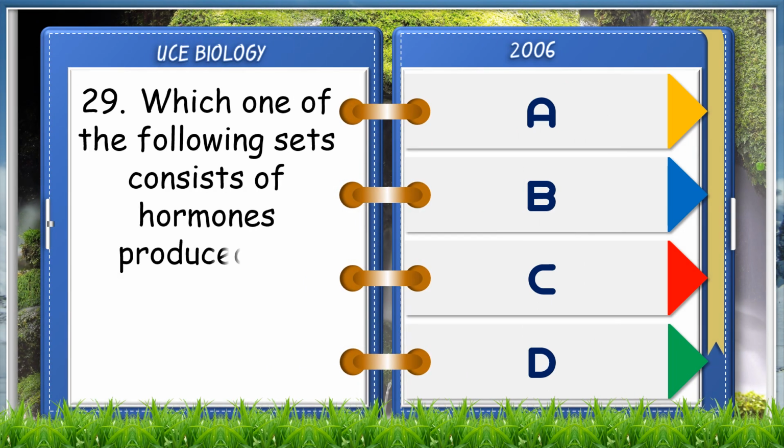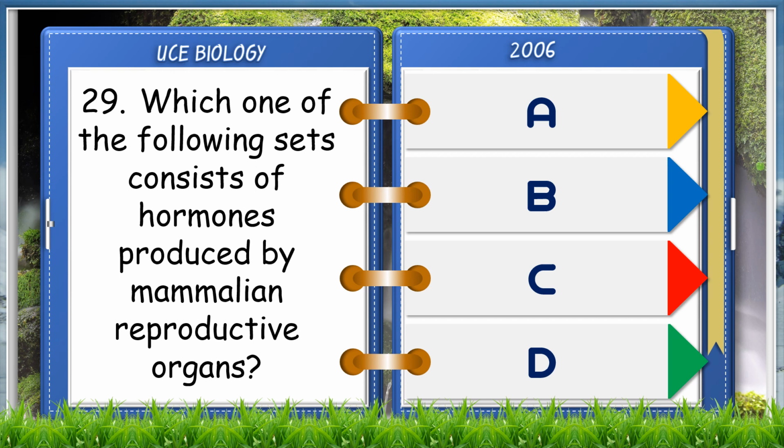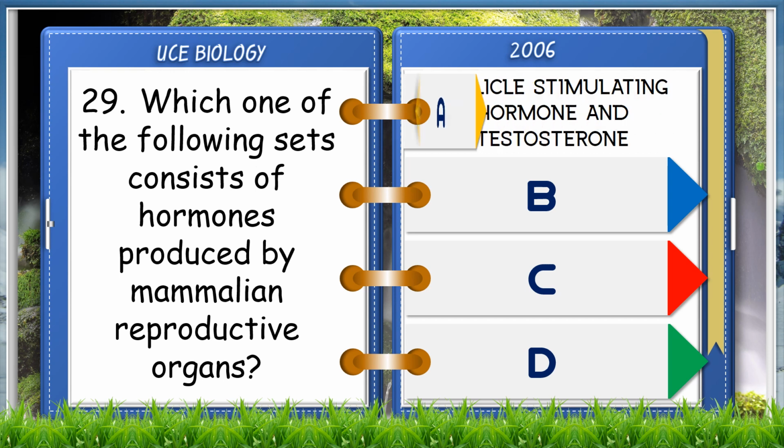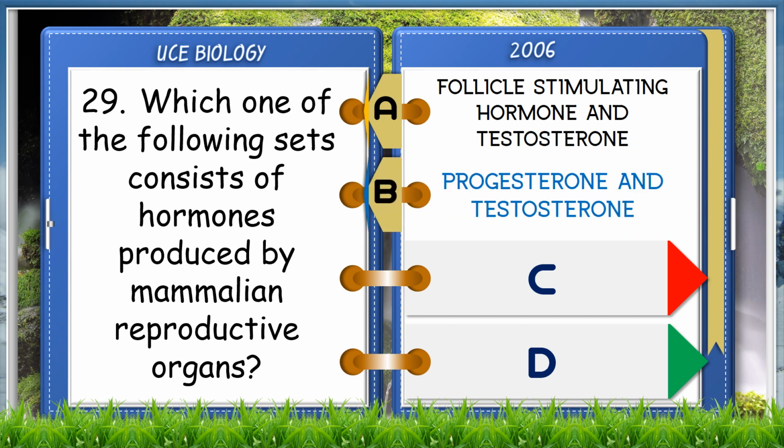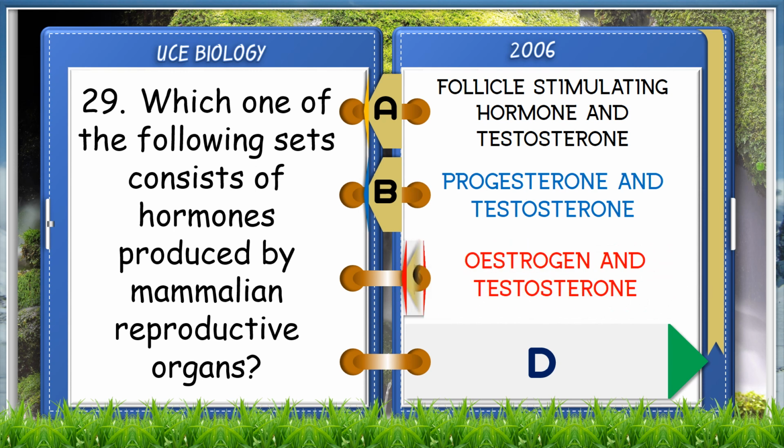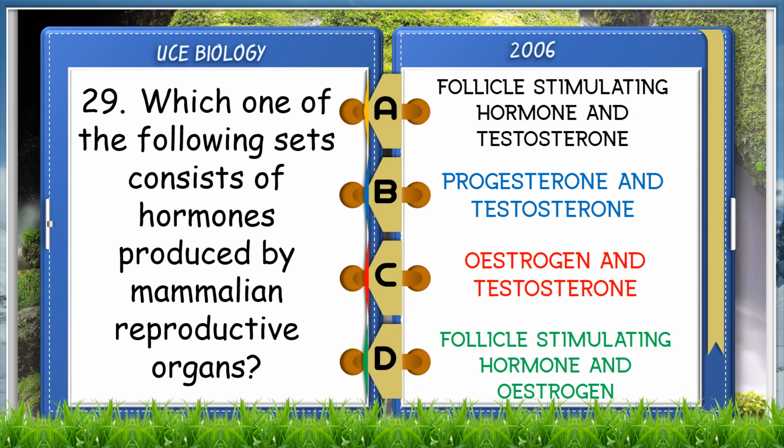Which one of the following sets consists of hormones produced by mammalian reproductive organs? A. Follicle-stimulating hormone and testosterone. B. Progesterone and testosterone. C. Estrogen and testosterone. D. Follicle-stimulating hormone and estrogen. The answer is B. Progesterone and testosterone.